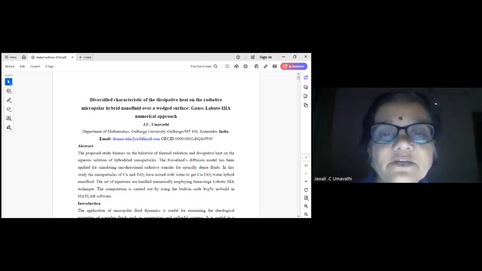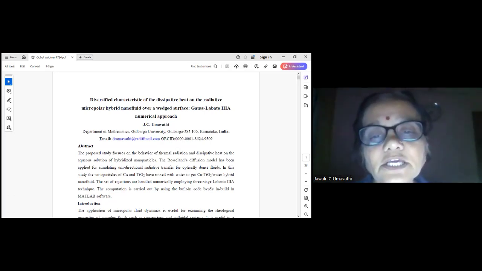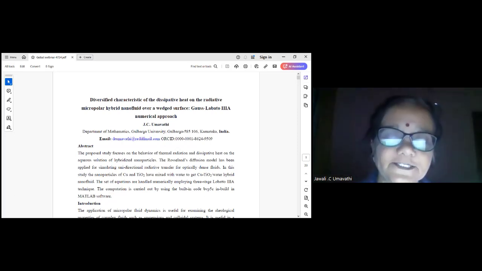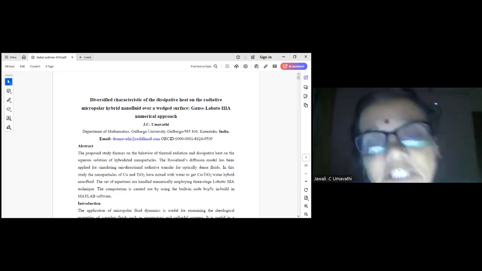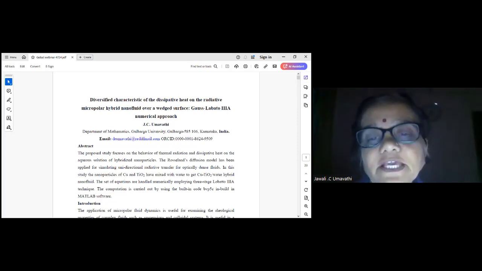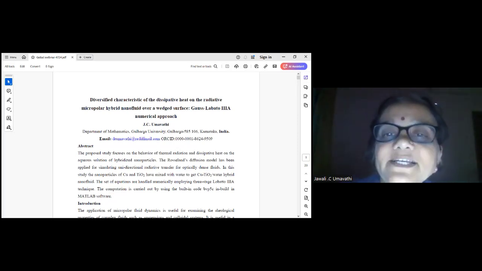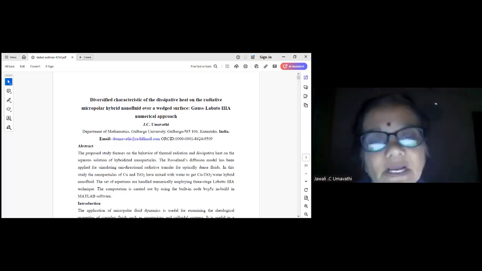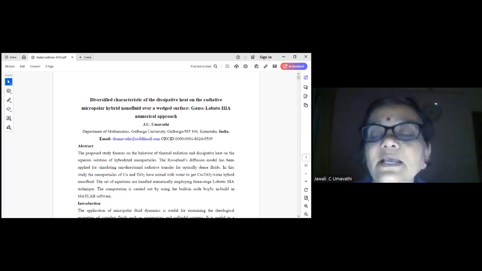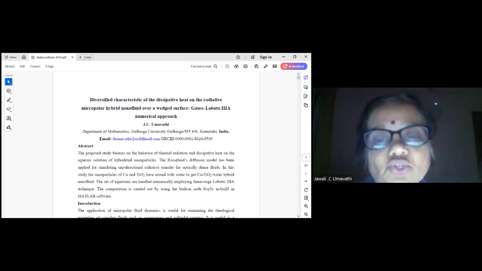So Eringen developed this, wherein he incorporated rotational effects also, apart from the linear momentum of the particles. Apart from the microrotational effects, we can extract from the micropolar fluid one more fluid, what we call a couple stress fluid. So the couple stress fluid becomes a part of micropolar fluid. In couple stress fluid, we include the coupling effect also.